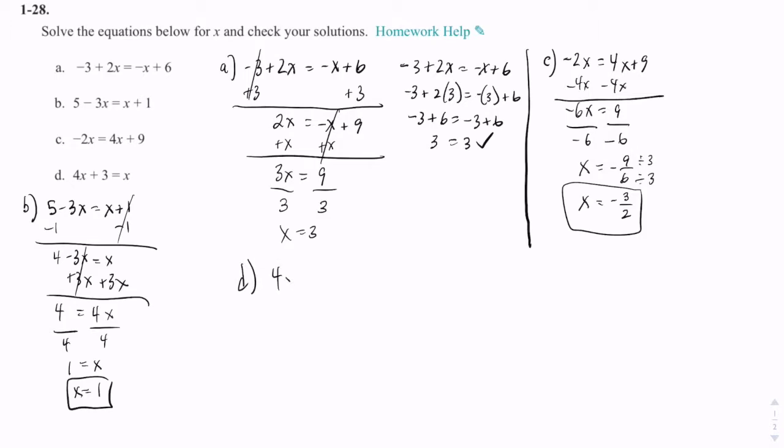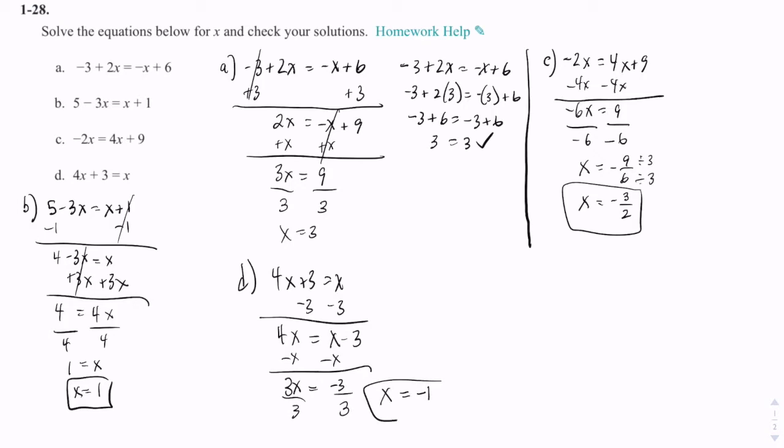And for D, I could do D here. I have 4x plus 3 equals x, right? I'll subtract 3 from both sides. I get 4x equals x minus 3. I'll subtract x from both sides. 3x equals negative 3. And divide both sides by 3. And we get x equals negative 1. Negative 3 divided by 3 is negative 1.